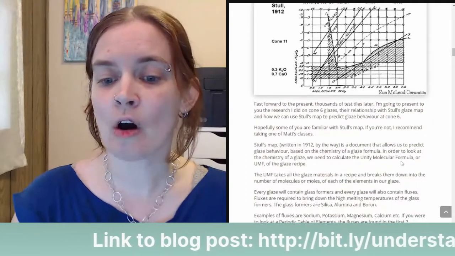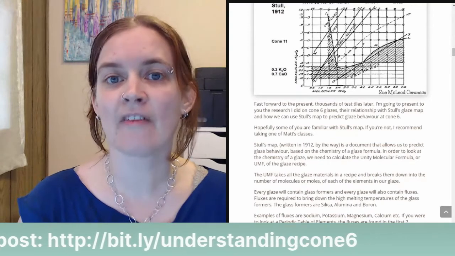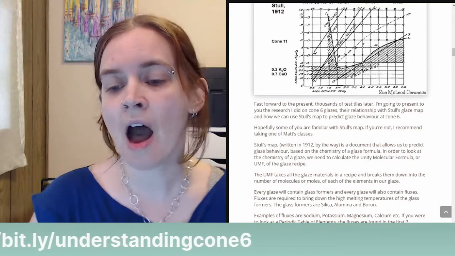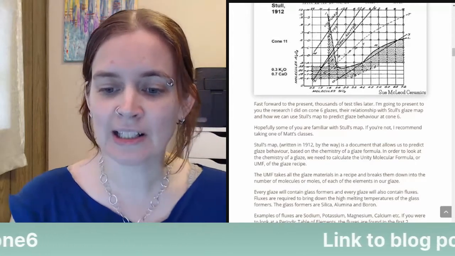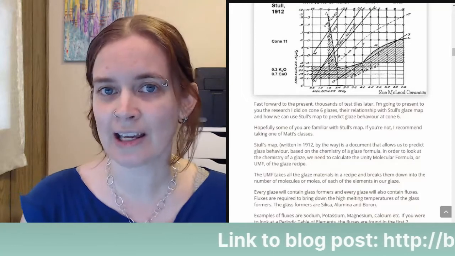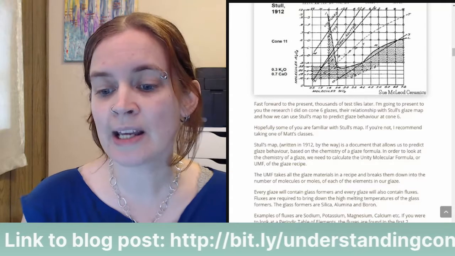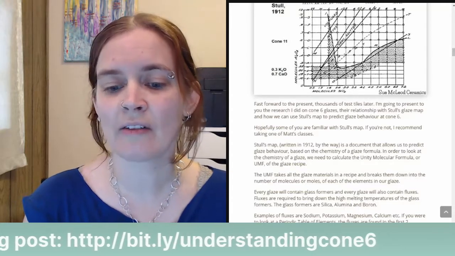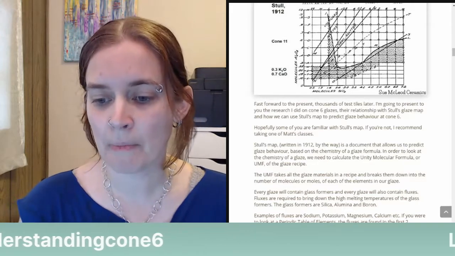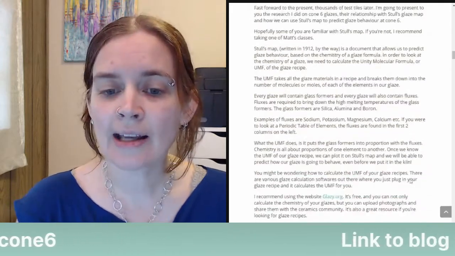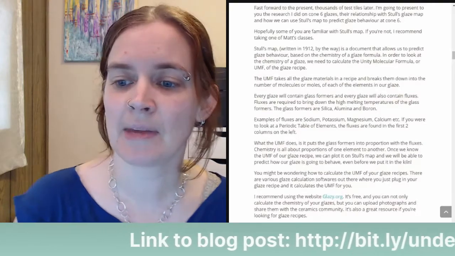The UMF takes all the glaze materials in a recipe and breaks them down into the number of molecules, or moles, of each of the elements in our glaze. Every glaze will contain glass formers, and every glaze will also contain fluxes. Fluxes are required to bring down the high melting temperatures of the glass formers. The glass formers are silica, alumina, and boron. Examples of fluxes are sodium, potassium, magnesium, calcium, etc.